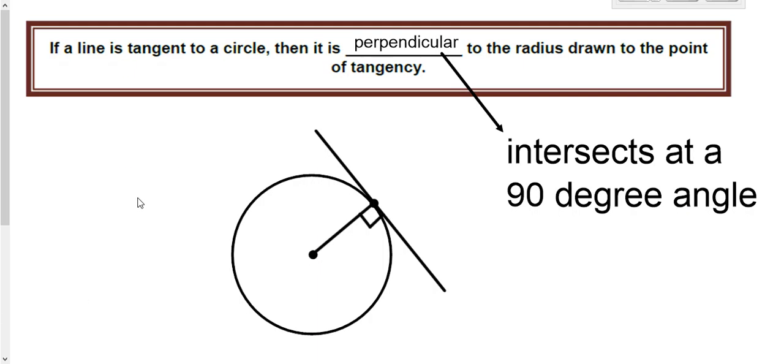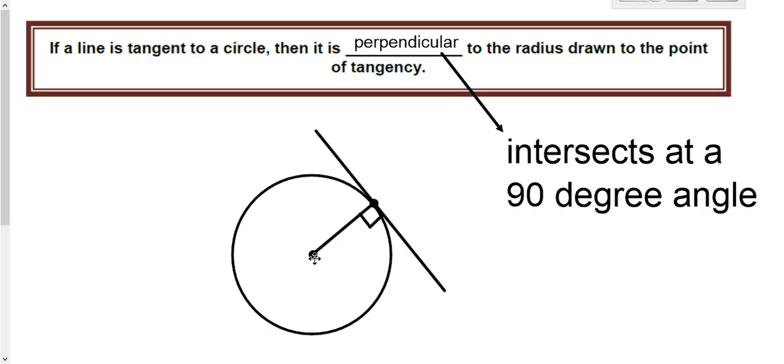Now here's our first property of these tangent lines. It says if a line is tangent to a circle, then it is perpendicular to the radius drawn to the point of tangency. So perpendicular means it intersects at a right angle, a 90-degree angle. So here's my picture. Okay, here's my tangent line, and it is perpendicular to the radius. Here's the radius drawn. So what we get here is a right angle, a 90-degree angle.